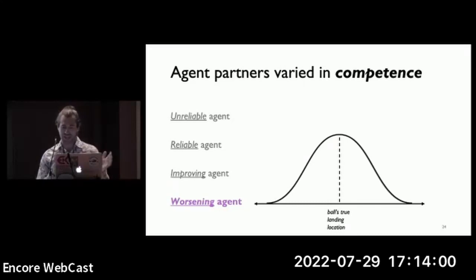So even though both agents exhibit the same kind of accuracy over the course of the experiment on average, only the worsening agent starts out showing signs of competence. And what we're going to see later is that these early impressions may play an outsized role in people's intervention behavior.